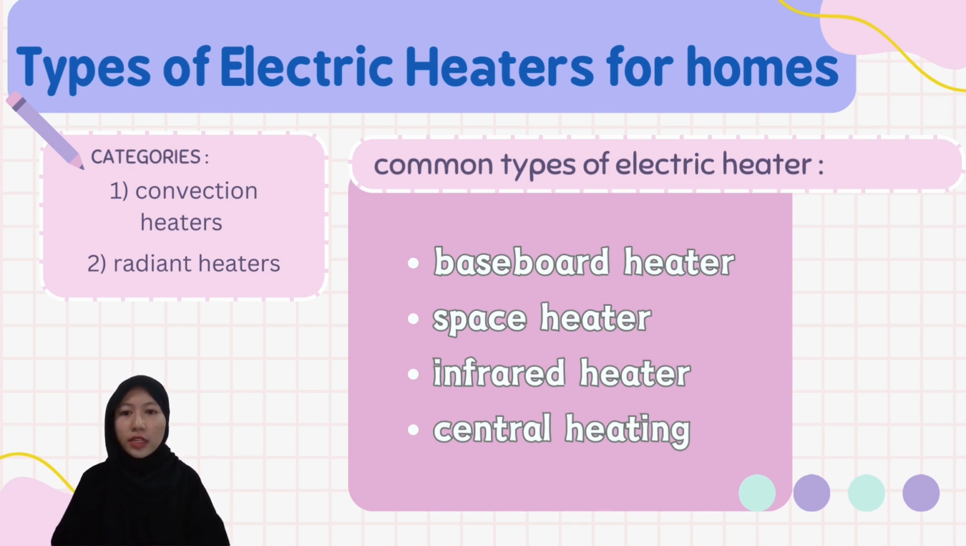And for the radiant heaters, on the other hand, emit infrared radiation that directly hits objects and people in their path rather than warming the air. These heaters provide instant heat and are often used for spot heating. Examples of radiant heaters include infrared heaters and space heaters. So the common types of electric heaters are baseboard heater, space heater, infrared heater, and central heating.